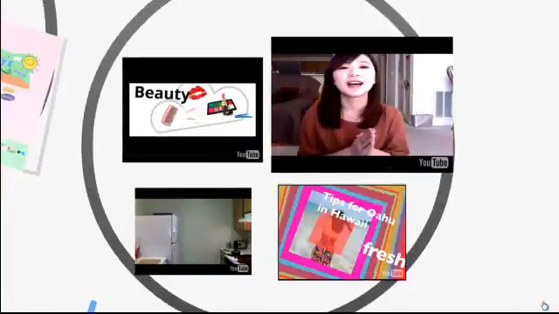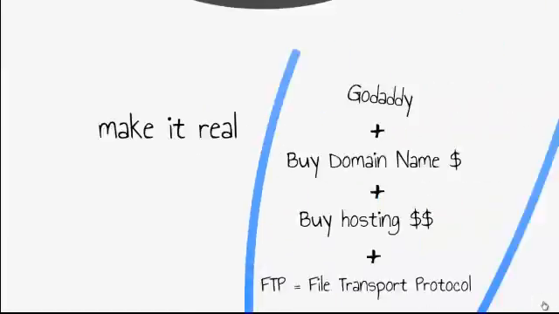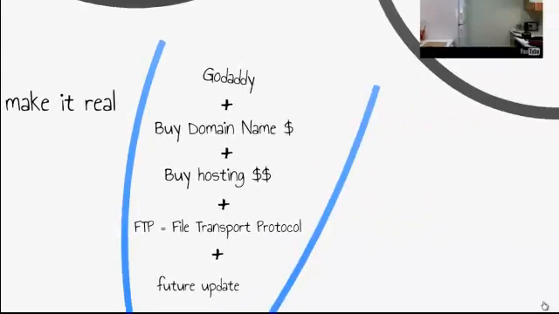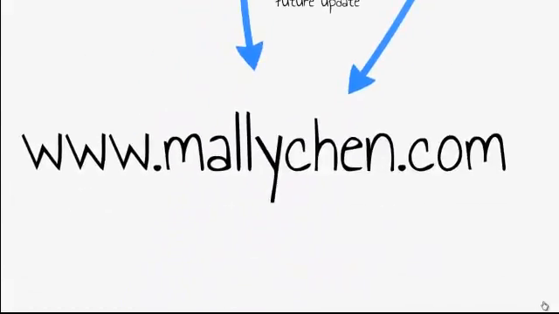Then the most exciting part comes. I want to make it real. I went to GoDaddy. Of course you can go somewhere else. I spent $15 to purchase the domain name and $50 on renting a hosting for 1 year. Then follow the instructions on GoDaddy to upload your files onto the server. Then MalloryChen.com comes true.